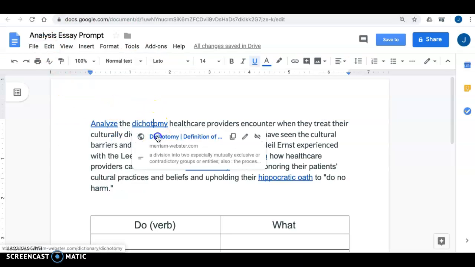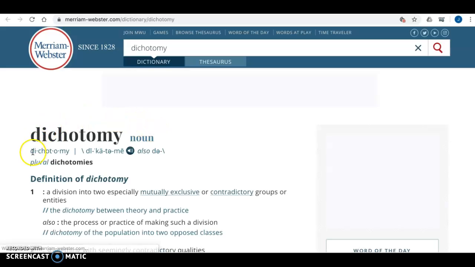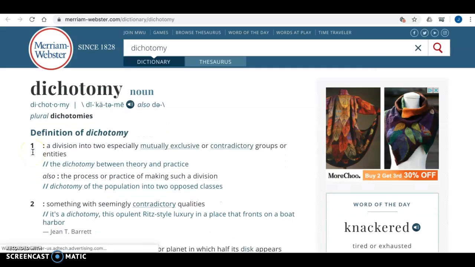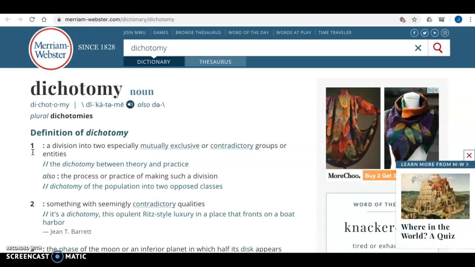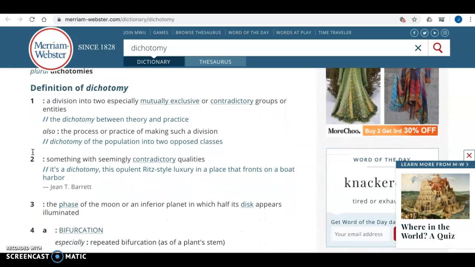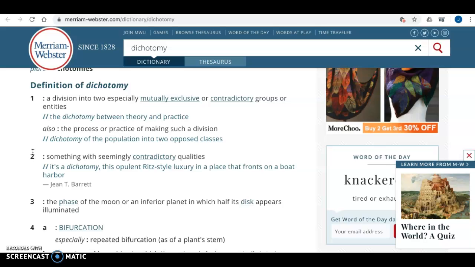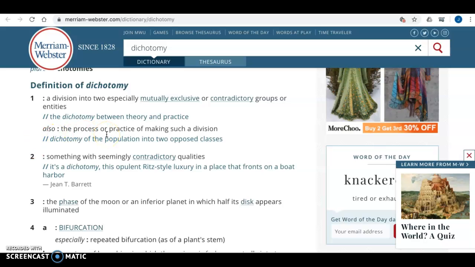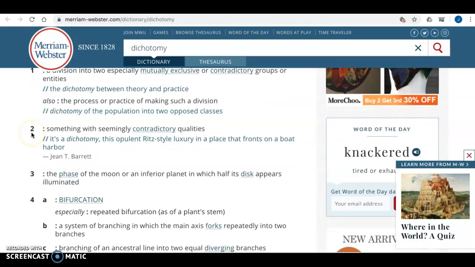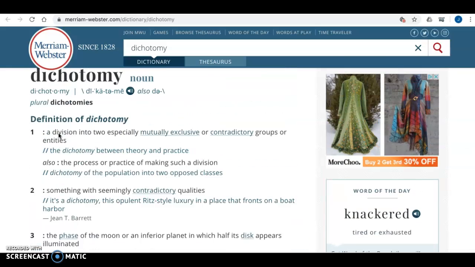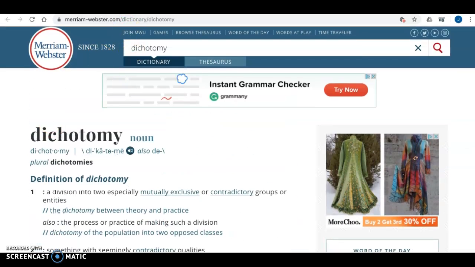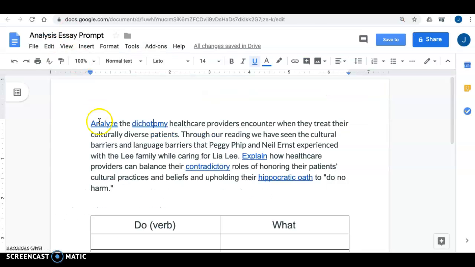What does dichotomy mean? Dichotomy is a division into two especially mutually exclusive or contradictory groups or entities. Okay, so it's the process or practice of making such a division, something with seemingly contradictory qualities. Okay, so it's something that's contradicting with something else.